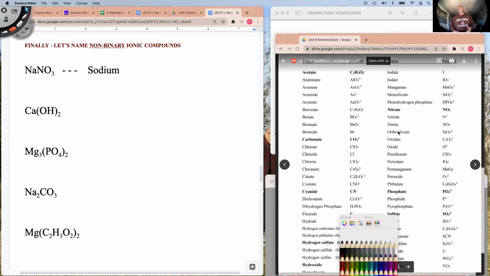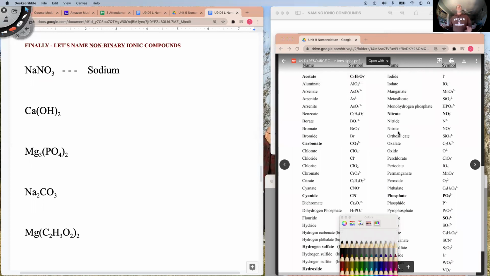Now, you were taught at the beginning of the year to memorize these polyatomic ions. We had tests, but it's been a while, we've forgotten. So we need to find this NO3. And if we look, it's right over here. And this NO3 is called nitrate.